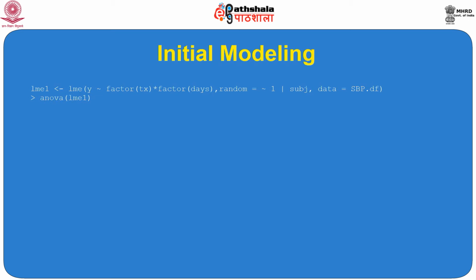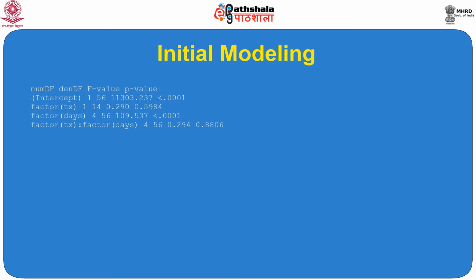data equal to SBP.df is assigning the data set. Now when we call the ANOVA of LME1, we get the results as intercept, factor for Tx, factor for days, and the interaction factor between Tx and days. As factors, we are getting the regression coefficient of the intercept, and our estimate of the intercept is coming as 11303.237, obviously with a significant level.